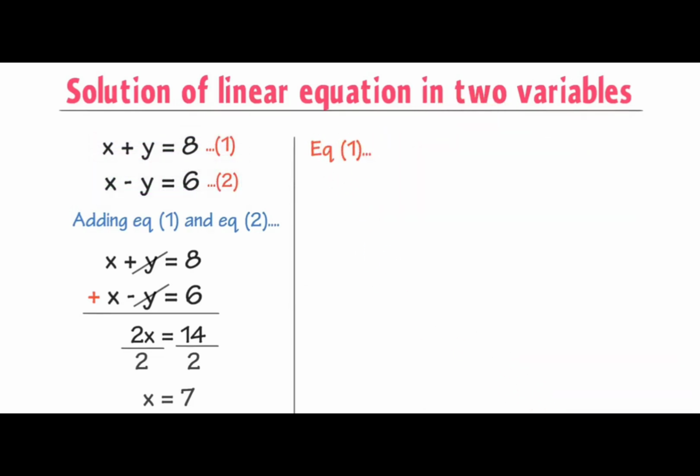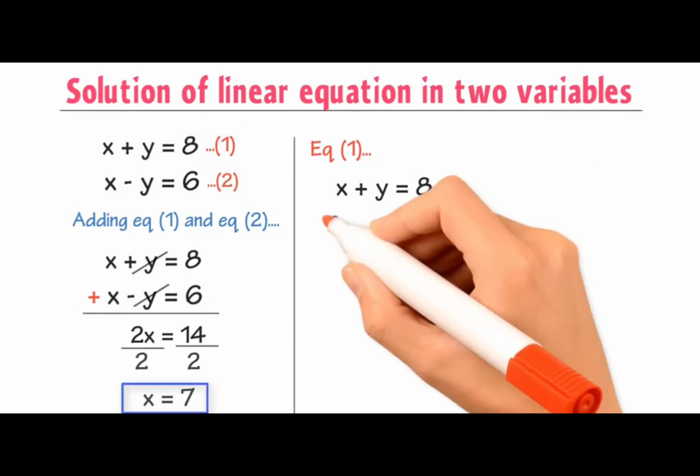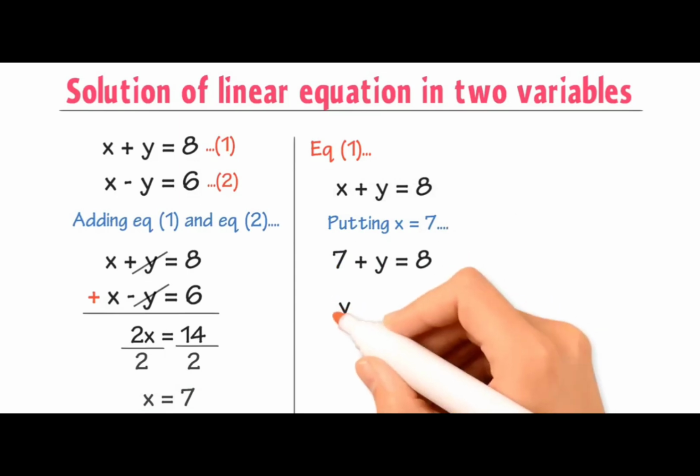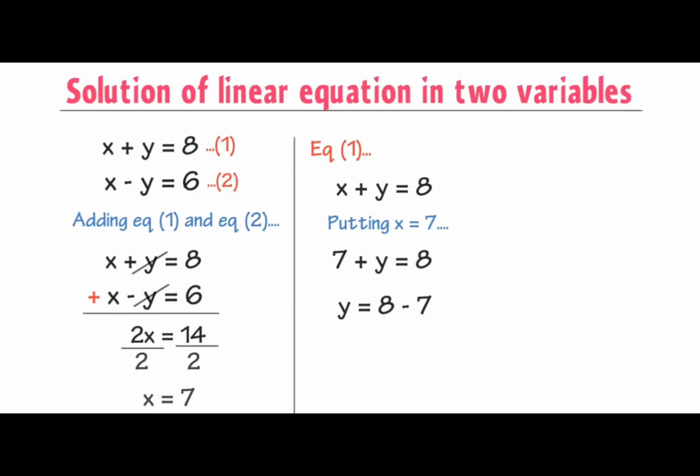Now equation number 1 is x plus y is equal to 8. We know that x is equal to 7. Thus putting x is equal to 7 in equation 1, 7 plus y is equal to 8. Now shifting plus 7 from the left hand side to the right hand side, y is equal to 8 minus 7, or y is equal to 1. So the value of y is 1 and the value of x is 7.